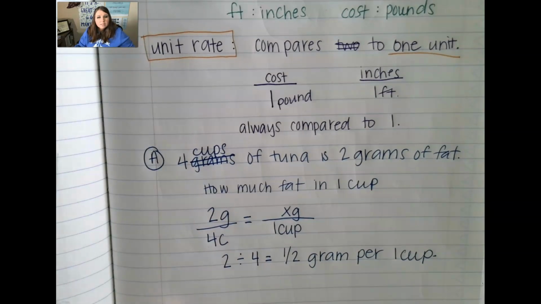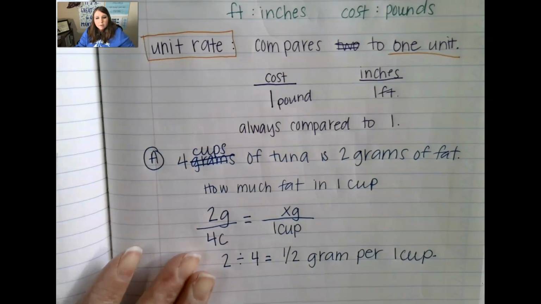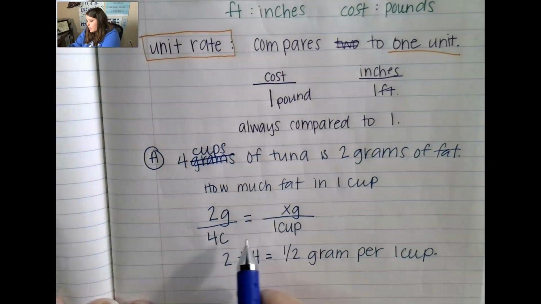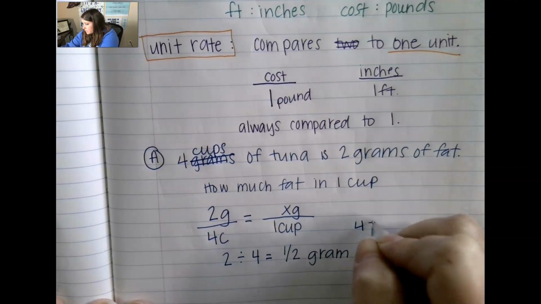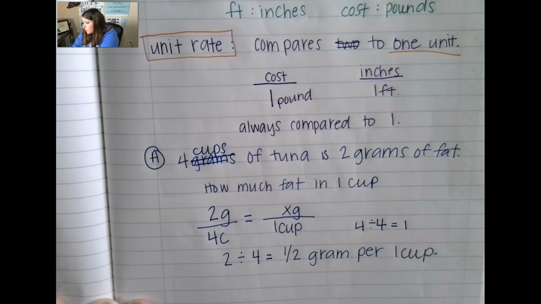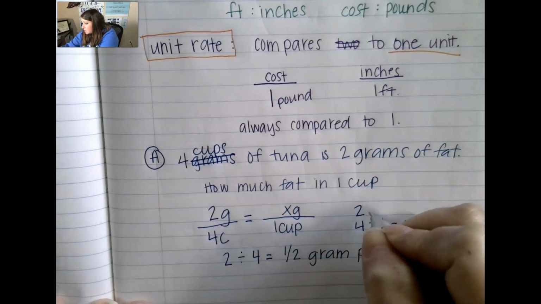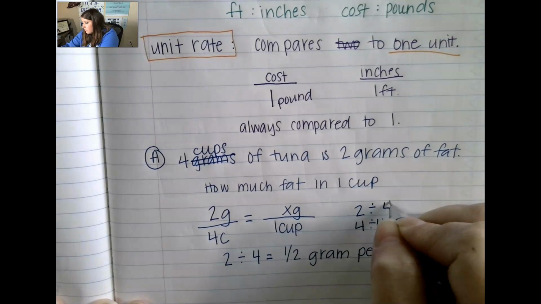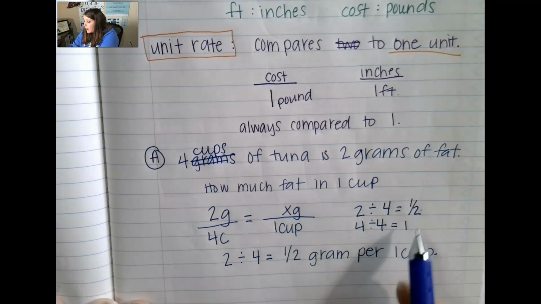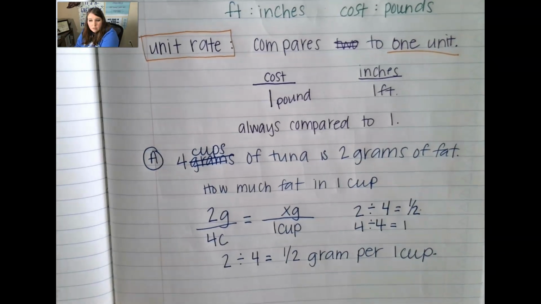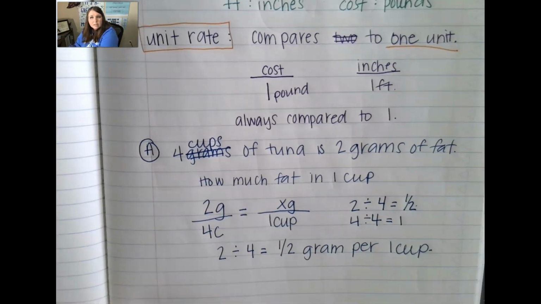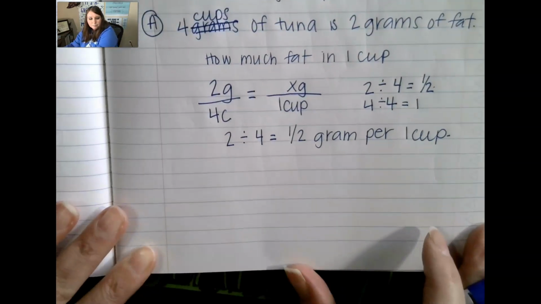So here, all we did was we took the top divided by the bottom. You could also look to see, how do I get from 4 to 1? Well, I do 4 divided by 4, and that equals 1. So on the top, I would need to do the exact same thing. 2 divided by 4, and that would give me 1/2. So 1/2 to 1 cup. Again, we're just comparing ratios. Okay, let's do another example.